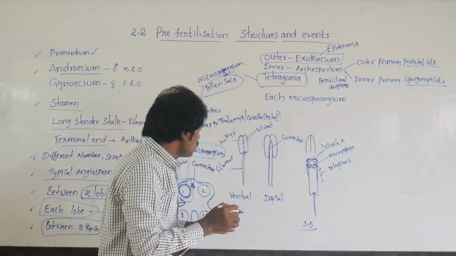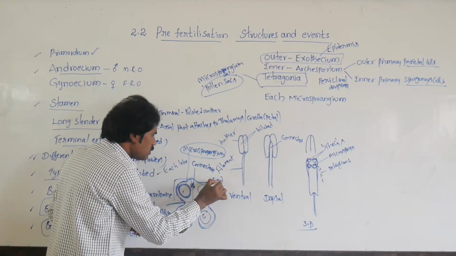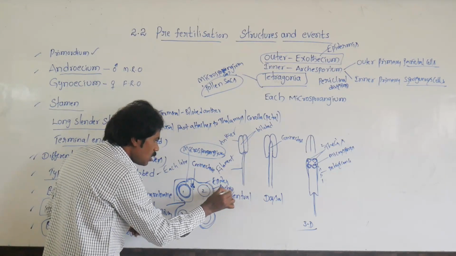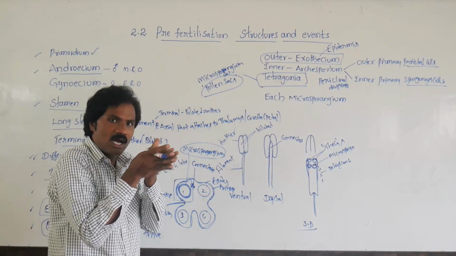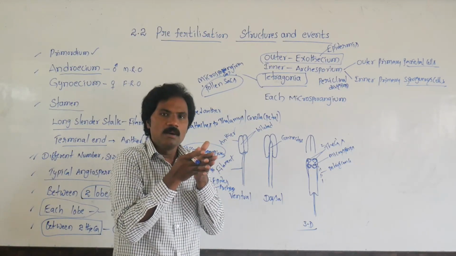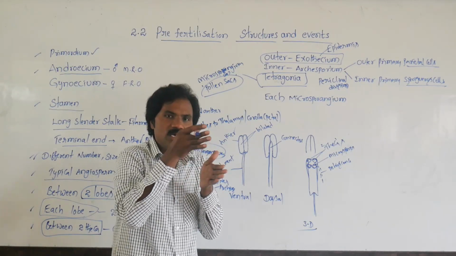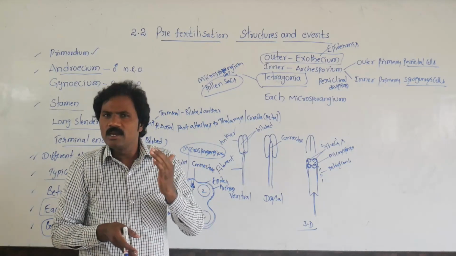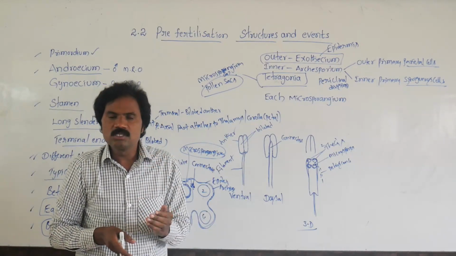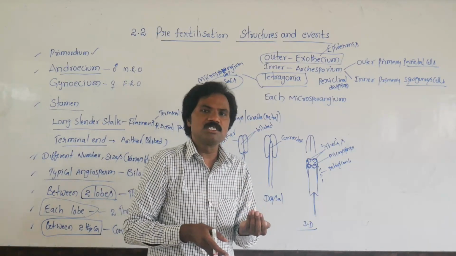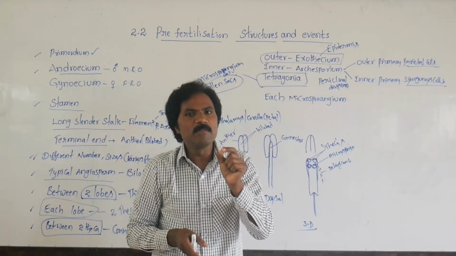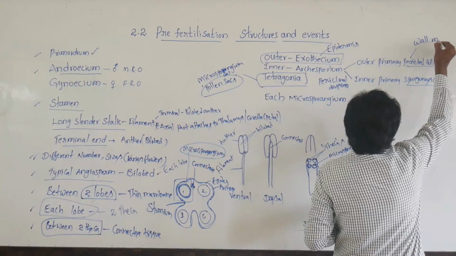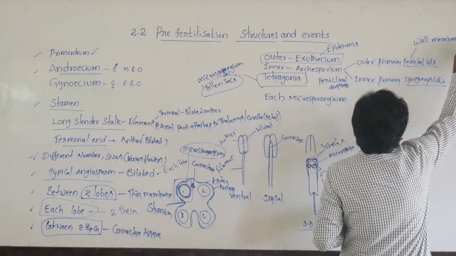So the outer layer throughout is what we call the epidermis. Below the epidermis, the layer we call the archesporium. This archesporium, due to mitotic cell division periclinally, is segregated into the inner sporogenous cells and the outer parietal cells. The parietal cells, due to mitotic cell division, again differentiate and form the wall layers.